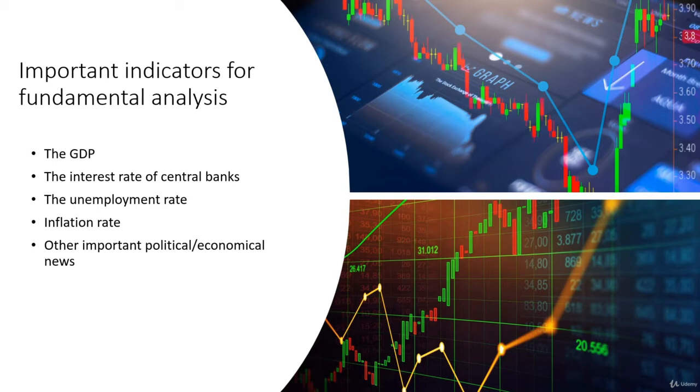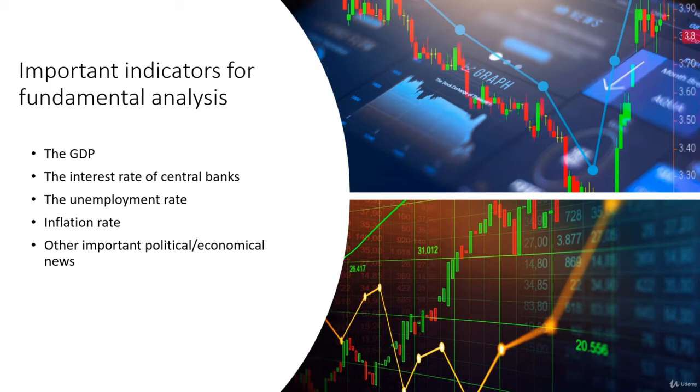Next thing, the unemployment rate. So what is the unemployment rate? It's simply the number of unemployed people put in a percentage in a certain country. So usually in the US, the unemployment rate is something between 5 and 9%, something like this. Sometimes it's a bit lower, sometimes it's a bit higher.